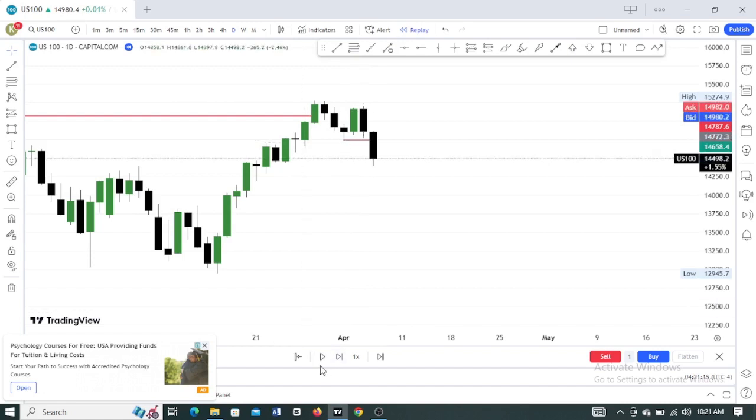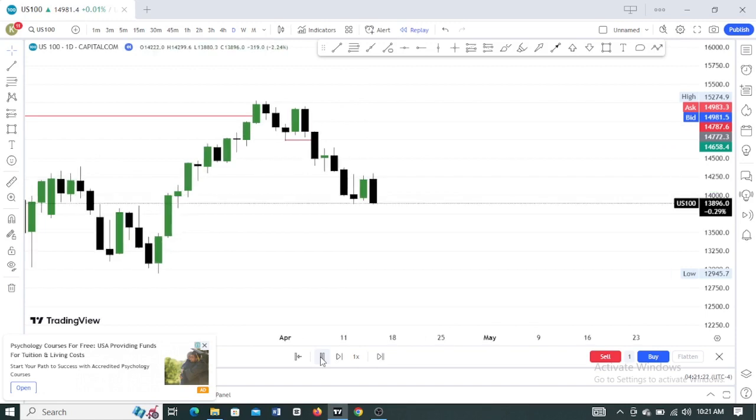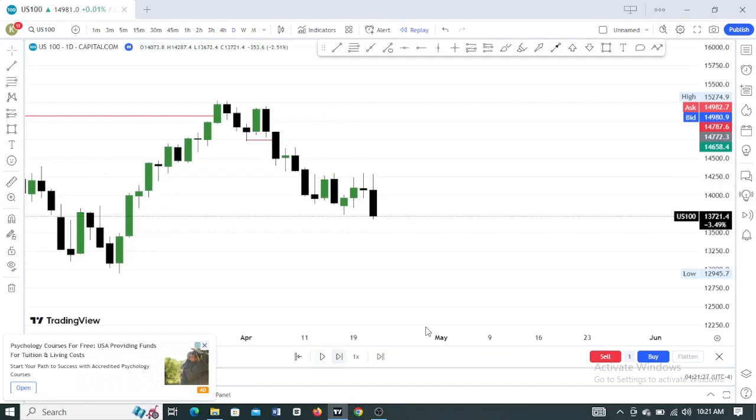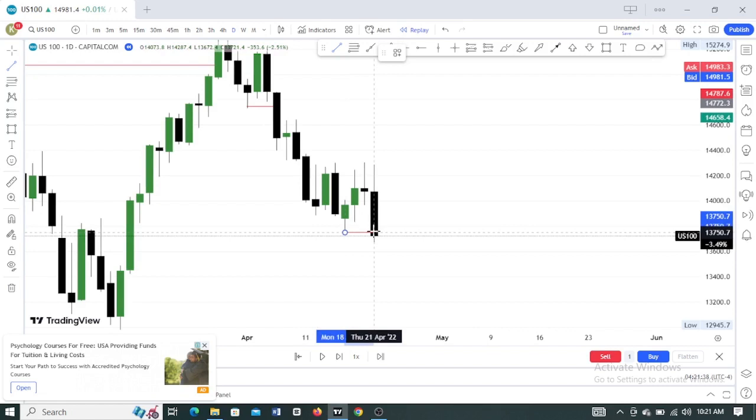Okay, let's see. Now the market created this low again. We created this low here. Now, if the market breaks this low and candles close below this low, then that's confirmation that we have a shift in market structure occurring, right?